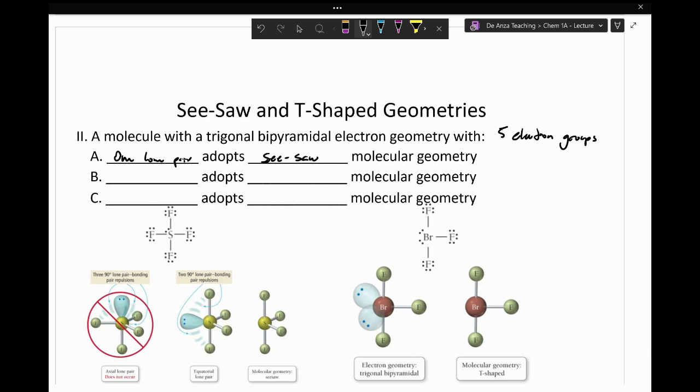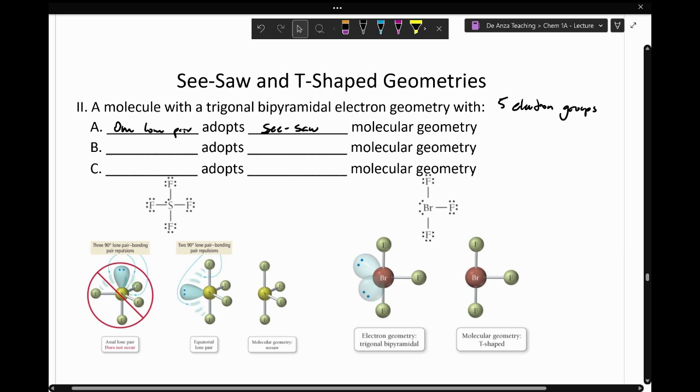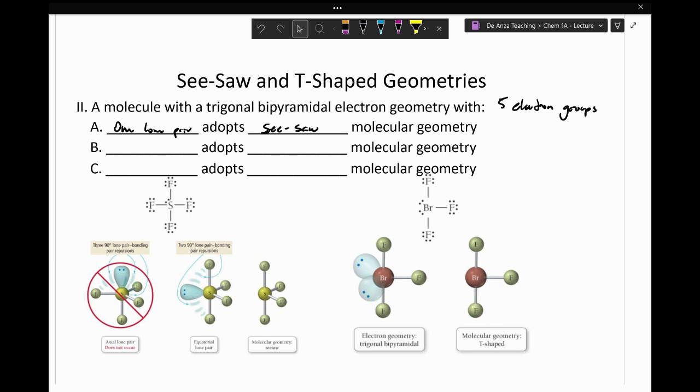And so what we'll do is we'll take away one of the groups that are in the triangle. That's because if you take away one of your groups that are in the axial position, what you have is a lone pair that is now 90 degrees away from 3 separate groups. And so it's very close to all of those elements that are in the triangle. And so we have 3 of these 90-degree lone pair bonding pair repulsions.